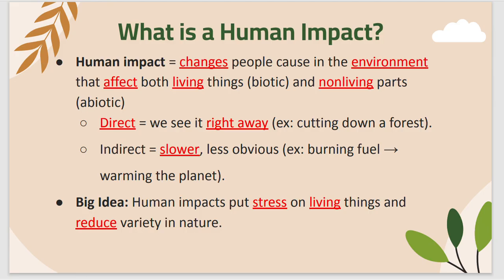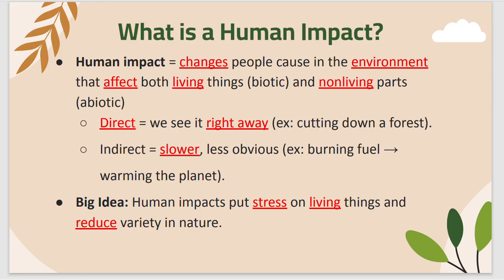Nonetheless, whether it's a direct or an indirect human impact, these changes that cause the environment to be altered due to human actions put stress on the living things, and they can reduce variety, or this biodiversity, in nature. So specifically, that is something I really want you to keep in mind while going through these 5 big impacts: all of these impacts are going to put stress on living things, and they're going to reduce biodiversity.